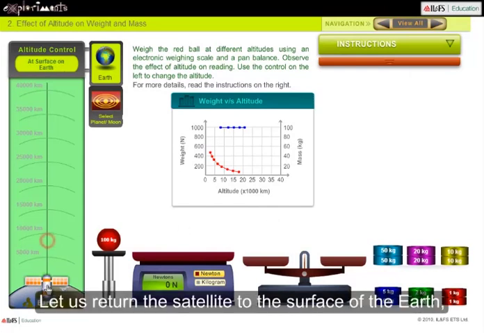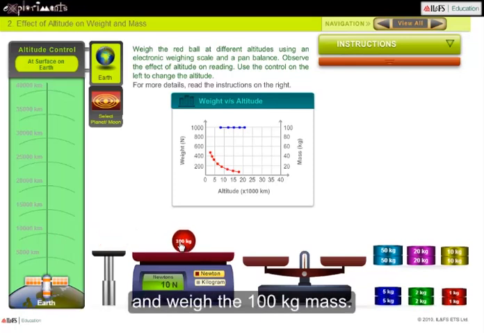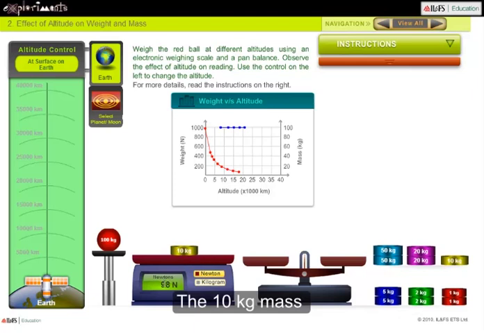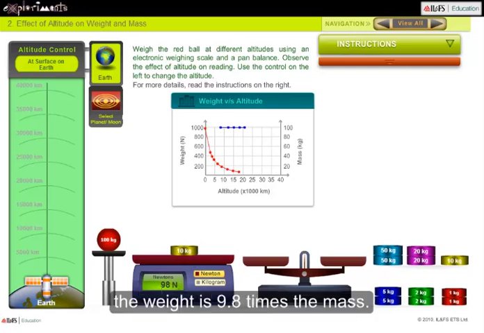Let us return the satellite to the surface of the Earth and weigh the 100 kilogram mass. The 100 kilogram mass has a weight of 980 newtons. A 10 kilogram mass has a weight of 98 newtons. Notice that when the mass is a tenth, the weight is also a tenth. Further, the weight is 9.8 times the mass.